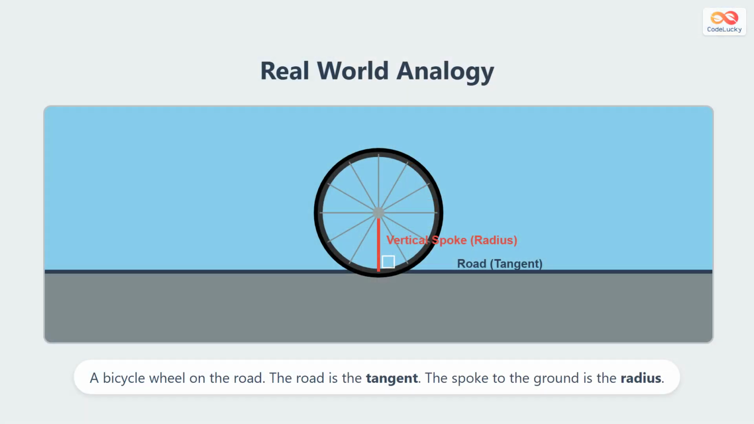You can see this in real life. Imagine a bicycle wheel resting on the ground. The road acts as the tangent line, and the spoke pointing straight down is the radius. They meet at a 90-degree angle to support the wheel perfectly.